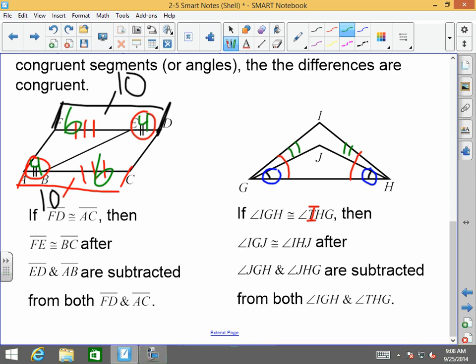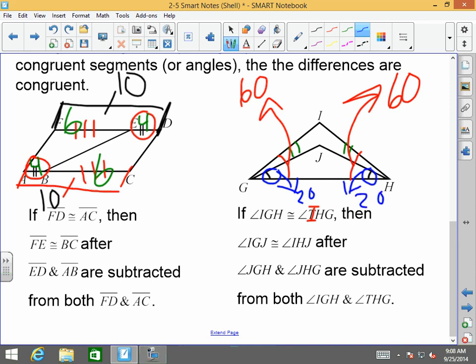Thank you so much. And as far as the angles are concerned, if I tell you that the whole angle IGH is, let's say 60, that means then that IHG is 60 because I'm telling you they're congruent. If I take away JGH, which let's say is 20, and I take away JHG as well, which is 20, won't I be left with 40 for this guy and 40 for this guy?